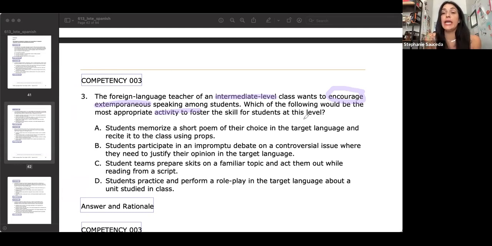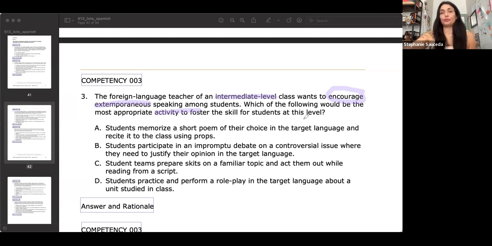A: Students memorize a short poem of their choice in the target language and recite it to the class using prompts. B: Students participate in an impromptu debate on a controversial issue where they need to justify their opinion in the target language. C: Student teams prepare skits on a familiar topic and act them out while reading from a script. D: Students practice and perform a role play in the target language about a unit studied in class. We're looking for the best activity to foster the students' extemporaneous speaking skills in an intermediate class.